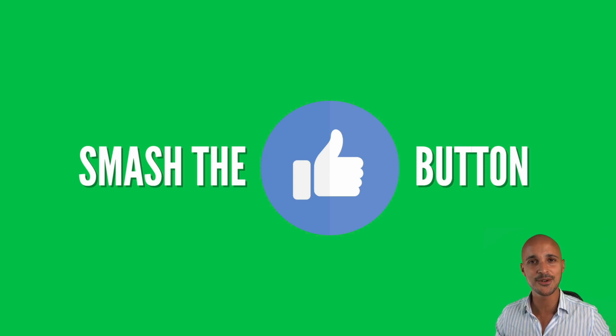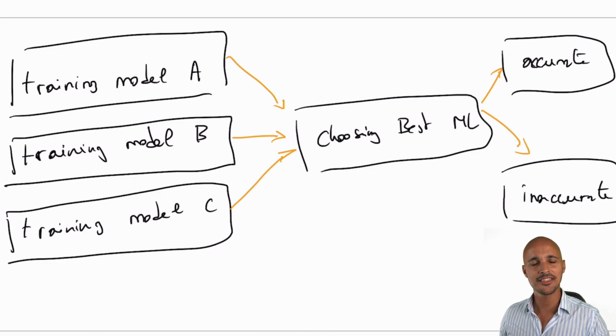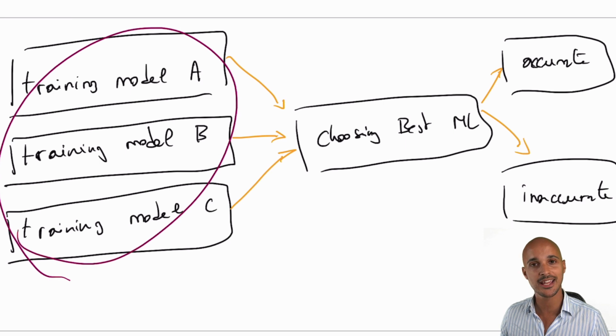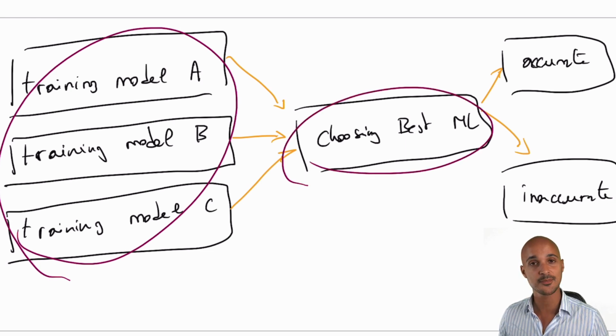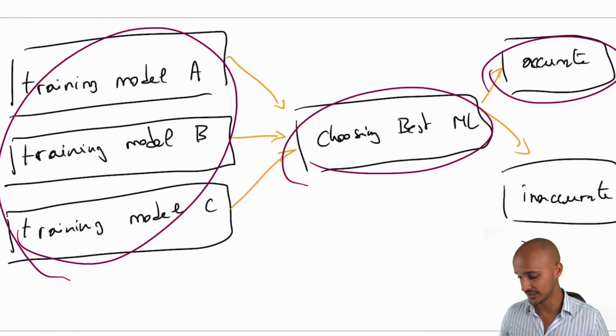Now, without further ado, let's discover what you are going to code in that video. This is the data pipeline you are going to code. First, you have three tasks: training model A, B, and C. As you are not going to train real machine learning models, you are going to return fake accuracies. Then, in choosing best model, you will select the best accuracy among all of those accuracies. As soon as you have the best accuracy, if that accuracy is above a threshold, then you will execute accurate, or if not, you want to execute inaccurate.